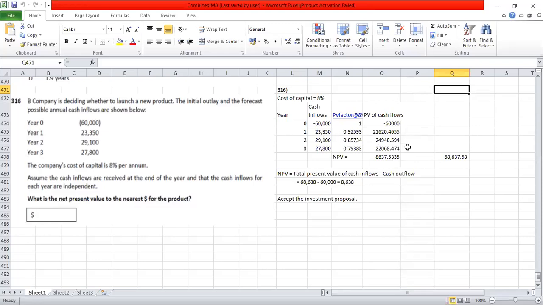So what does it indicate? It indicates that the value of the cash flows have a discounted value as on today. That's the meaning of it. So if that is the case, when we are discounting at 8%, we see that the present value of cash outflow and the present value of cash inflows, they both are not equal. 68,638 is the total of the present value of the cash inflows. Cash outflow is 60,000. So we see that they both are not equal.